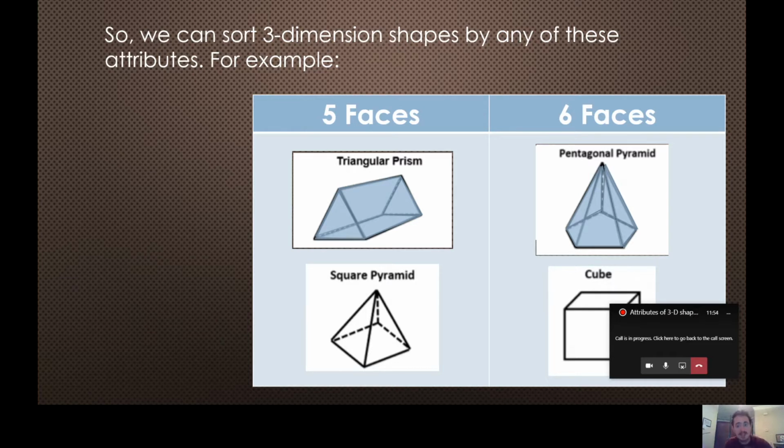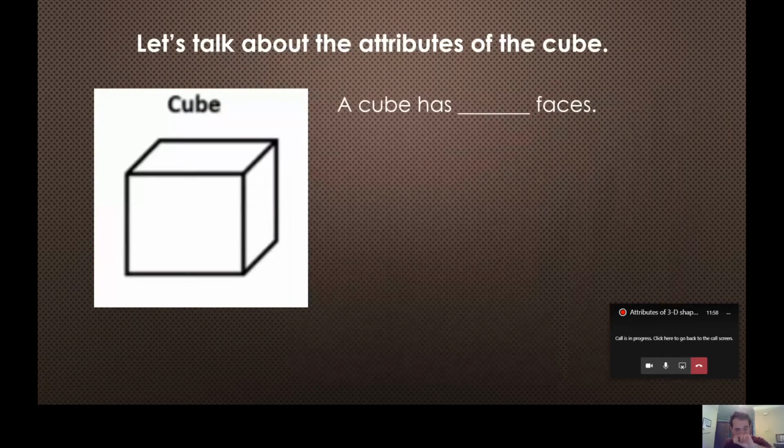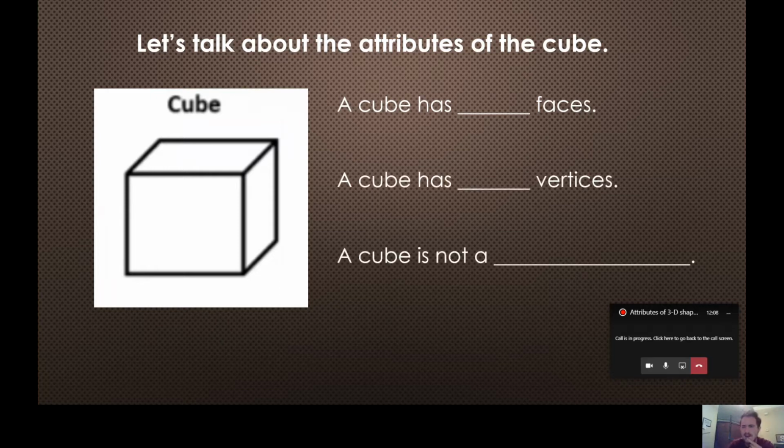So let's talk about the attributes of the cube. A cube has how many faces? A cube has how many vertices? And a cube is not a blank. So how many faces does my cube have? We remember because we just did it, 6 faces. Does that mean it has 6 vertices?